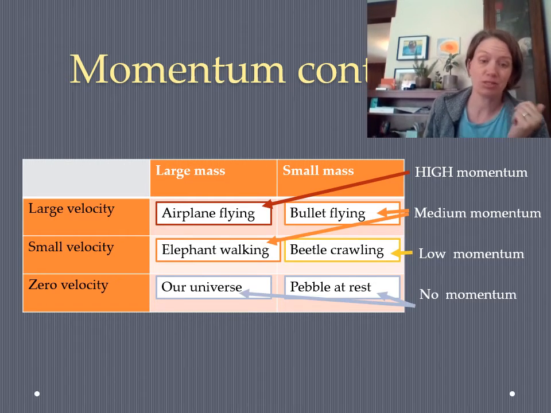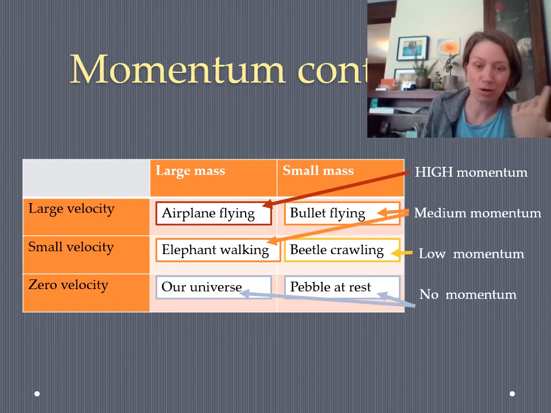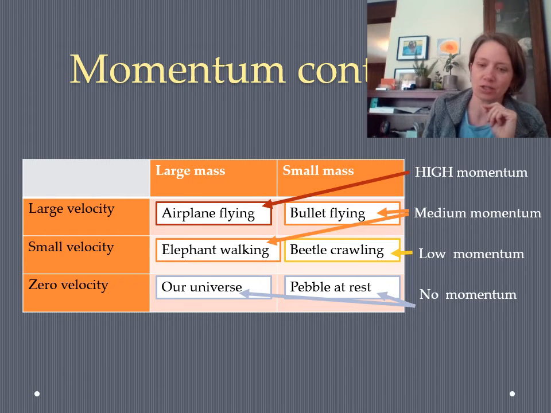And then, interestingly, the universe and the pebble have exactly the same amount of momentum, even though one of those is a huge object and one is tiny. But because they have zero velocity, they actually have no momentum, or zero momentum. So they actually have the same.